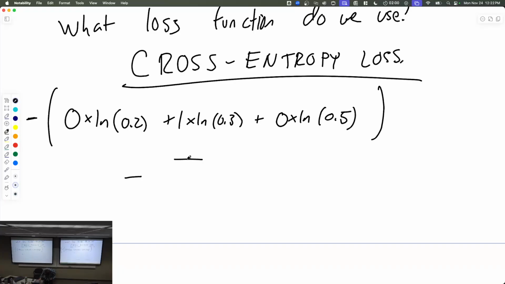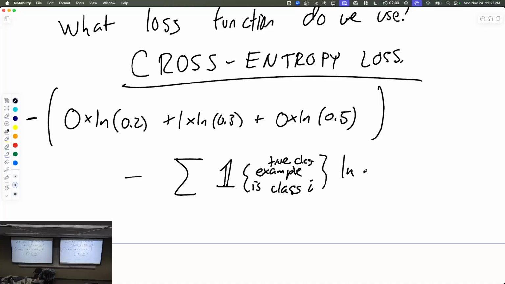In general, you can write it like this: the sum, and then you do the indicator function of whether the true class for the example is class i. So it's either a 1 or a 0, and then you pick up the log of the p hat exactly on the one you're on. So you sum over the number of classes. That is the cross-entropy loss. Don't forget the negative sign, or your program will do the opposite. This is when we talked about logistic regression. This is the loss function that was used, and we talked about where it came from. It came from the Bernoulli random variables from coin flips. This is the log likelihood of the coin flip coming out a certain way.